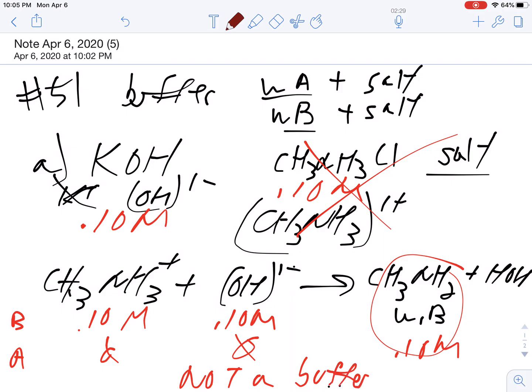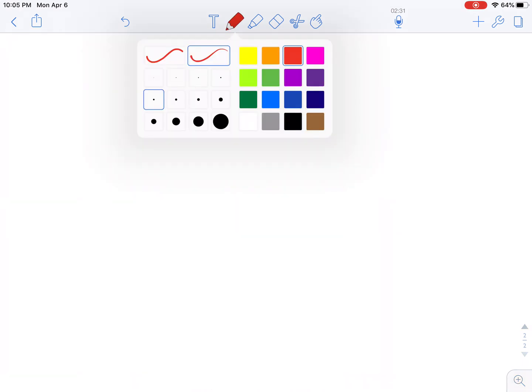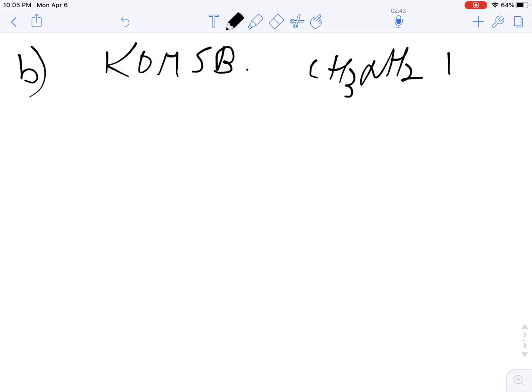Okay? The only one that's kind of, I would say, somewhat obvious is B. In B, you've got potassium hydroxide, which is a strong base. And then you've got C3NH2, which is a weak base. Well, there's no possible way to make a salt. You've just added two bases to a solution, so not a buffer.